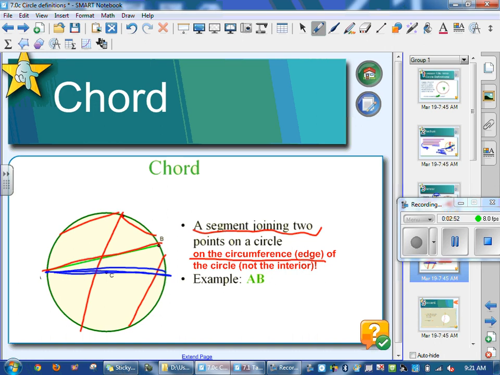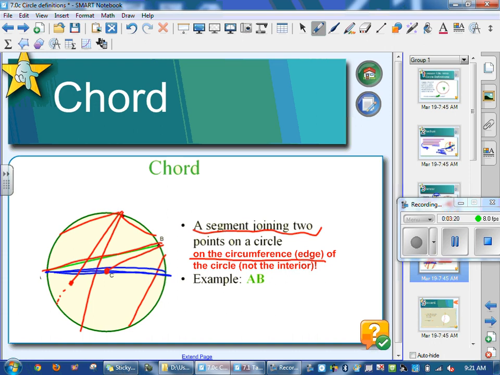Being the interior means it can't join points on the inside and then stop. So, for example, if I've got a point, let's say, well, even just the center, from the center to the edge, that's a radius. That's not a chord. Okay? And it's not a chord because it doesn't reach edge to edge. And let's say there's a different point down here. If I took a chord and went right to there and stopped, and it didn't go right to the edge, that wouldn't be a chord. Chords have to go edge to edge.